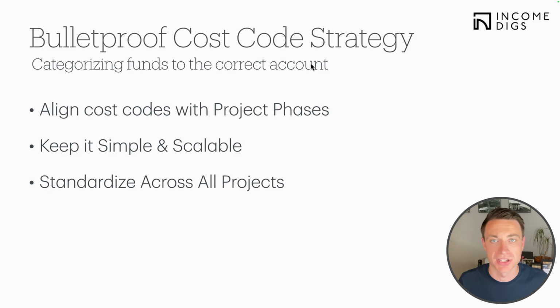And lastly, standardize across all projects. This is so important, right? So when we're thinking about establishing this list of cost codes, we don't want to say, well, here's my list for kitchen remodels, here's my list for bathroom remodels. That makes it pretty much impossible to look at project profitability across multiple projects at one time. We want to be able to have that ability. It's really important for us as business owners and for you as a bookkeeper.